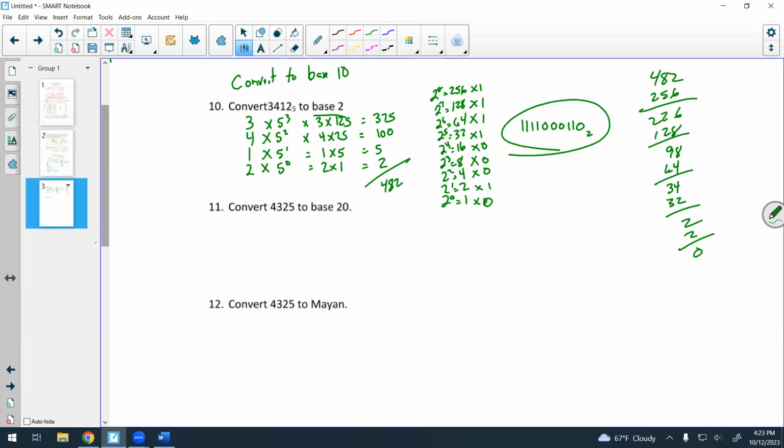And then these last two is basically one question. I just split it apart to show you each step. So first we want to convert the number 4,325 to base 20.